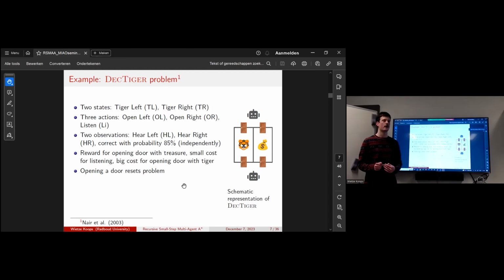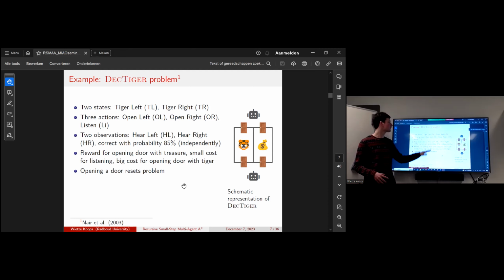Do we know the time horizon? Yeah, the time horizon is given up front. But the agents do not know of each other whether they open the door, so they particularly don't know whether the problem was reset, so they don't know if their current observation is still valid or not. That's this no communication thing from Dec-POMDPs. So the only thing that they know is the policy that they agreed upon beforehand.